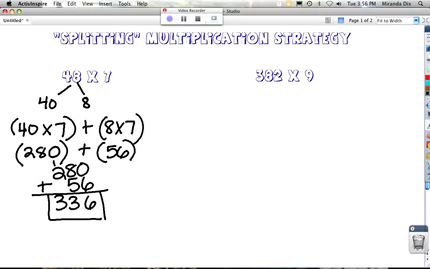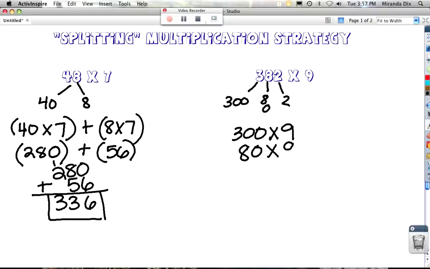If our problem were larger, say 3 digits times 1 digit, we would do something very similar. We would break 382 into 380 and 2. And the reason we do that is because we know that it's very easy to multiply by multiples of 10, because you can forget about the zeros and then add them back on later. So if you didn't want to write it with the parentheses, or your child was confused about where to put parentheses in the problem, they could do something as simple as 300 times 9, 80 times 9, and then 2 times 9.